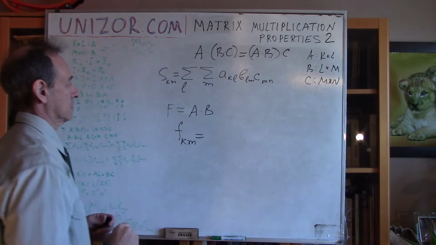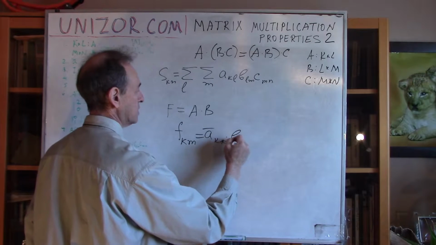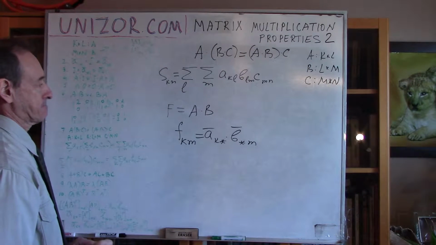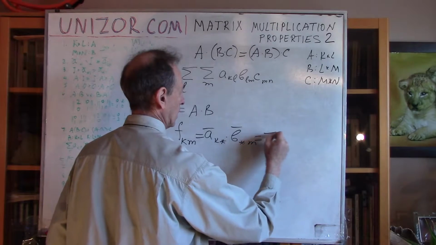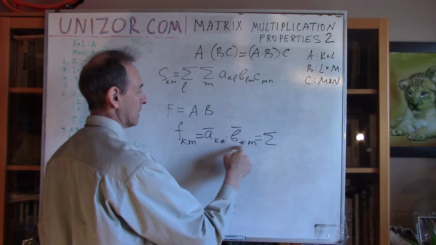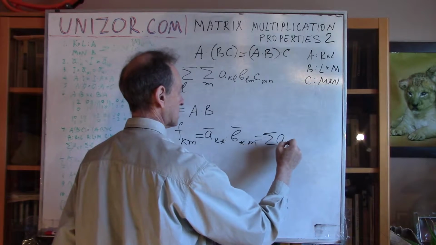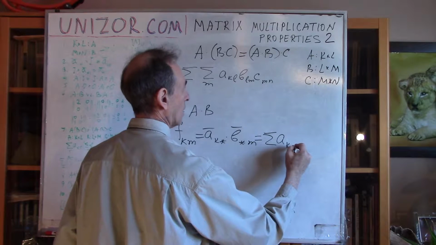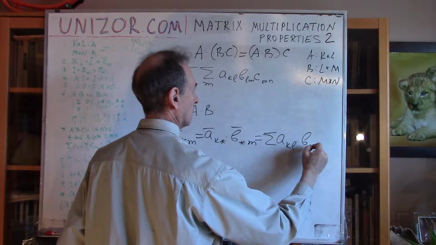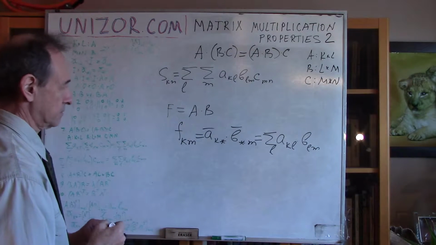So F K M equals A K star times B star M, right? Or with a summation, it's A K 1 times B 1 M, A K 2 times B 2 M, A K 3 times B 3 M, et cetera. So basically it's A K L times B L M, and summation is by L, by the number of columns, right?